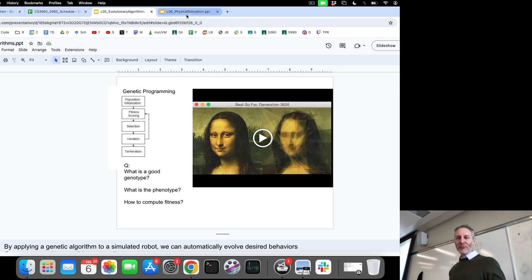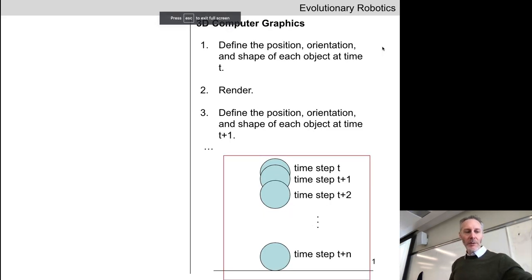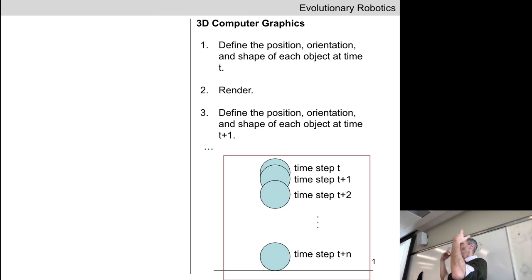All right, shifting mental gears. Here we go. We're going to talk about physics engines, the things that you're going to use to simulate each individual robot that your evolutionary algorithm dreams up.